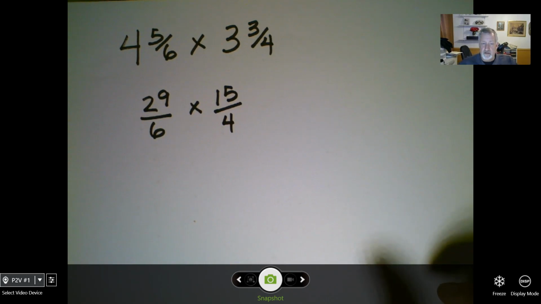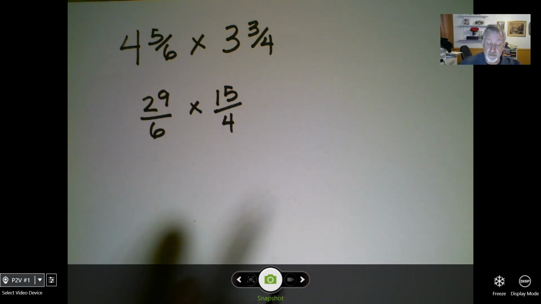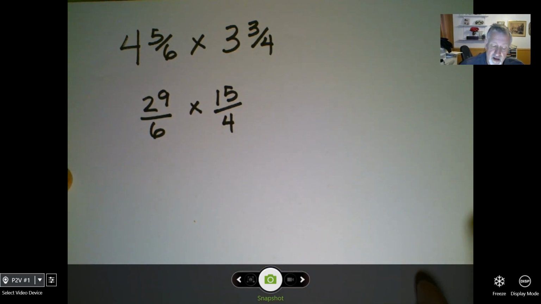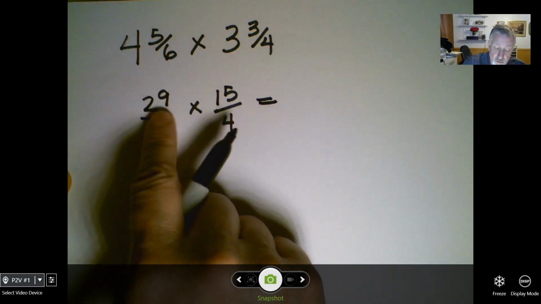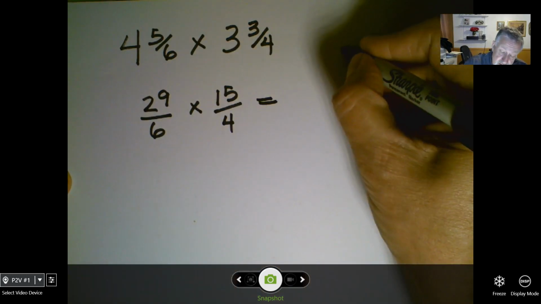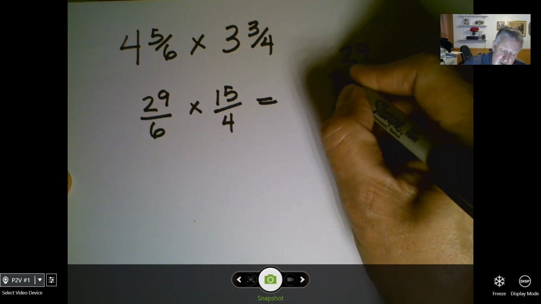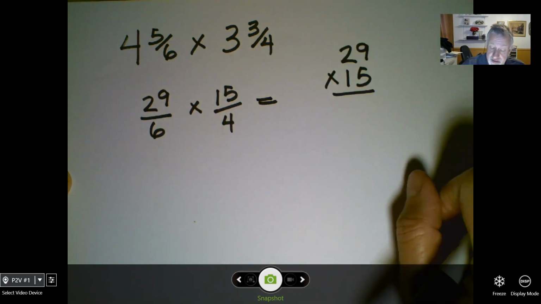So one reason this method is probably preferred in some cases is it doesn't involve that many steps. One reason it may not be preferred in some instances is because these numbers can get rather large quickly, and sometimes we just like to work with smaller numbers. But I'm going to have to multiply across. Okay, so 29 times 15, and I like partial products. So again, I'm going to have to do 4 multiplication problems and add all of that together.